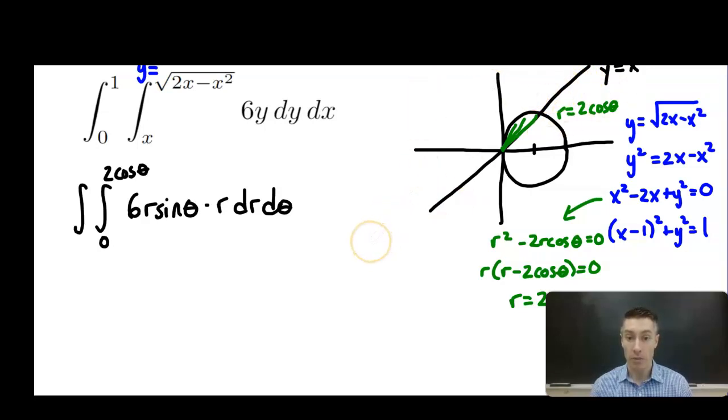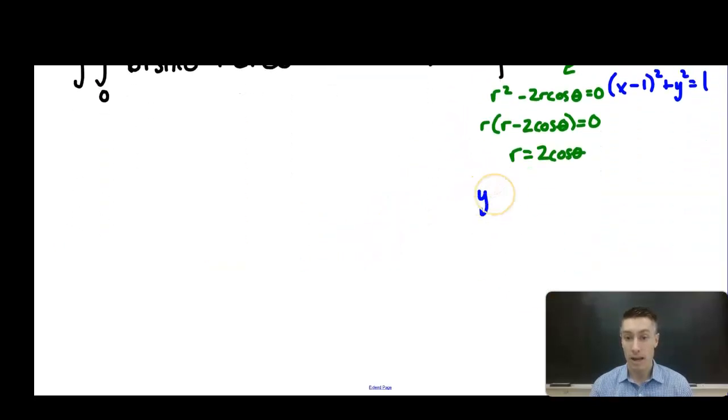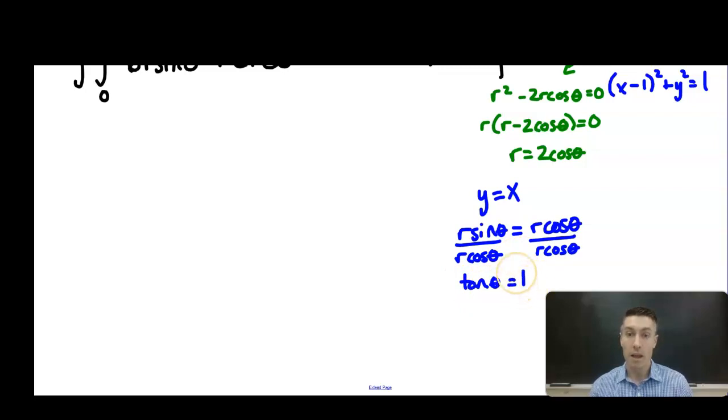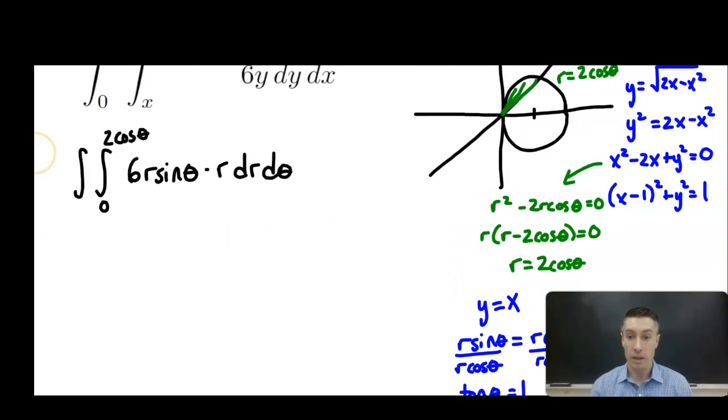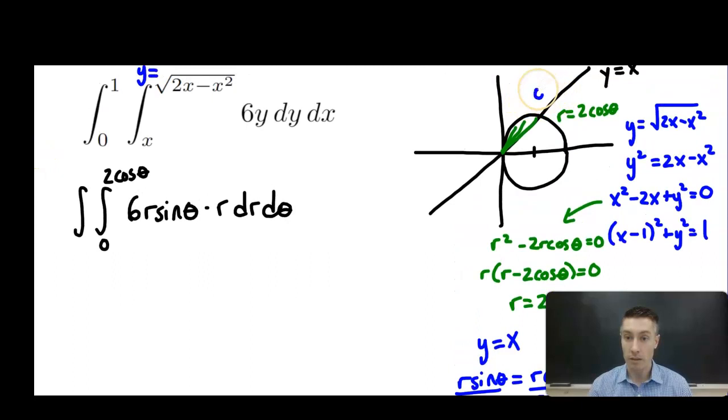So y equals x, if we convert that to polar, so y equals x is really r sine theta equals r cosine theta. If we divide both sides by r cos theta, that gives us tan theta equals 1. And tangent theta equals 1 at 2 points, but the point that we care about would be theta equals pi over 4. The other would be 3 pi over 4, but that's not relevant here. So this first angle is theta equals pi over 4.